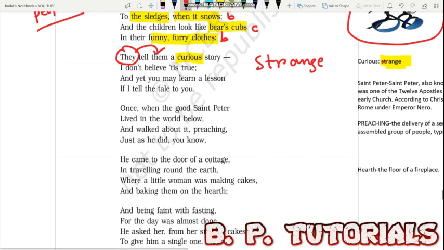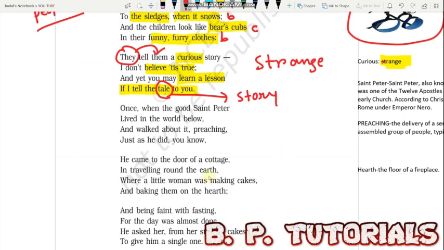I don't believe it is true. According to the poet, it is not true. The poet doesn't believe it to be true. And yet you may learn a lesson if I tell the tale to you. It doesn't matter whether the story is true or false, but be sure about one thing: you are going to learn a lesson from this tale. T-A-L-E, tale means story. From this story, you're going to learn a lesson for sure. That is being told here by the poet. Let us move to the next stanza.